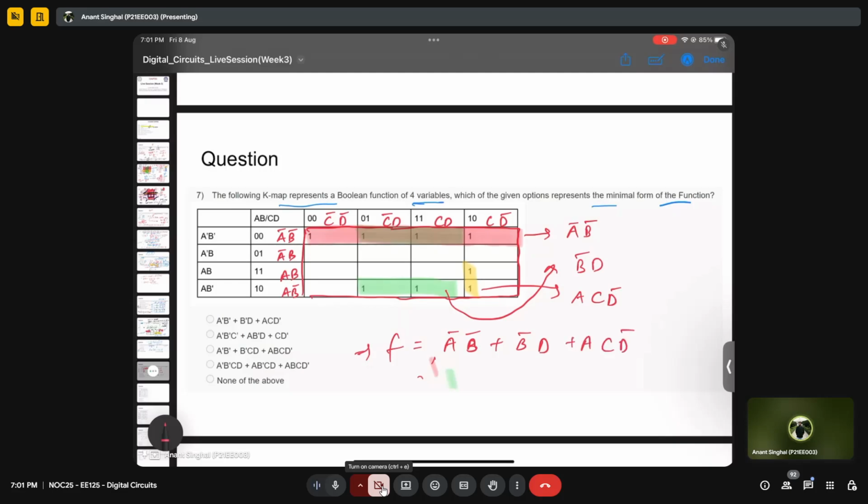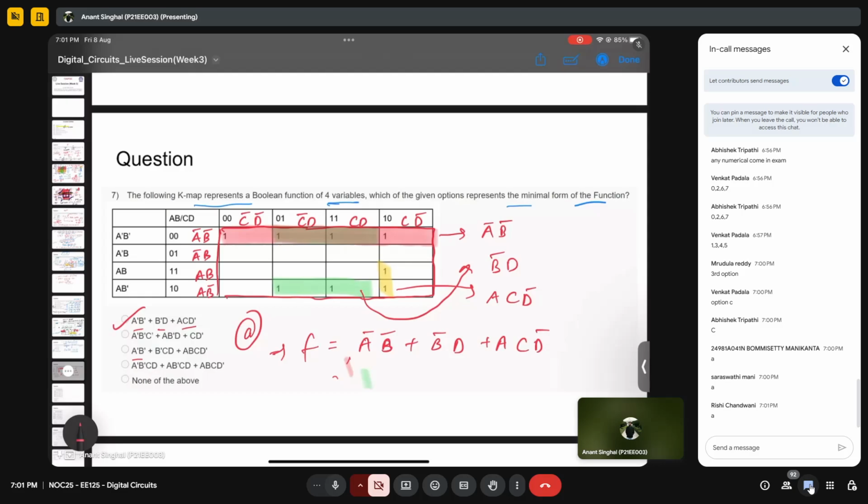Is there any option like that? A complement B complement plus B complement D plus A C. Yeah, option A is the correct answer. Let me see what you have written. Some are saying option C. So please recheck your calculations and let me know if it is clear now.